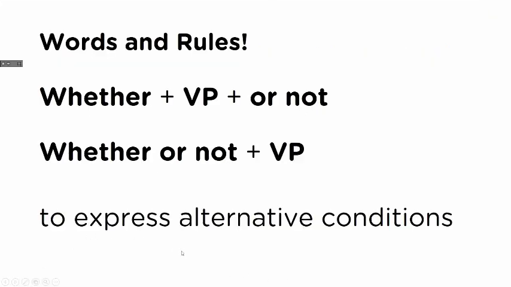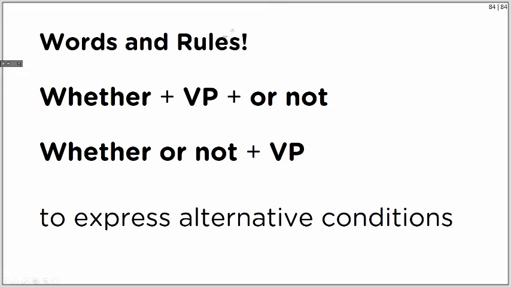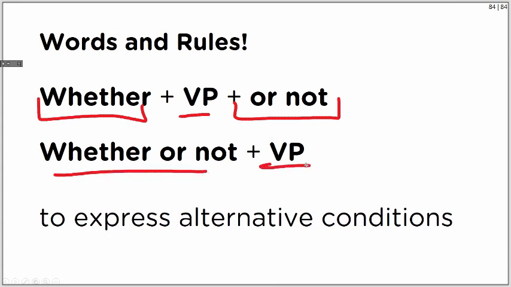Let's recap. Our words and rules were whether or not, and we learned that we can use them in a sentence by whether plus verb phrase or not, or whether or not plus verb phrase to express alternative conditions.